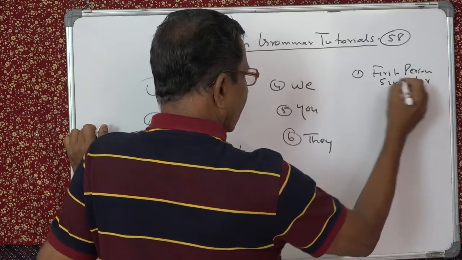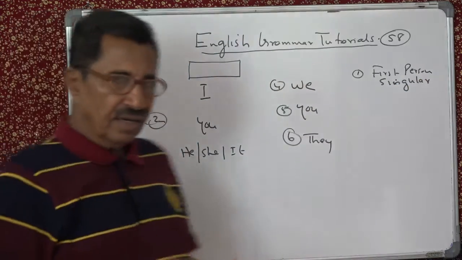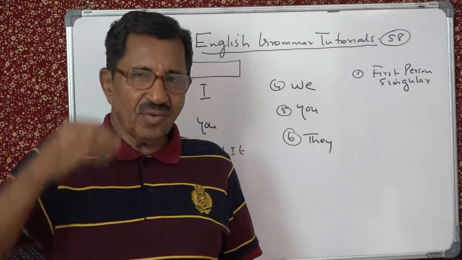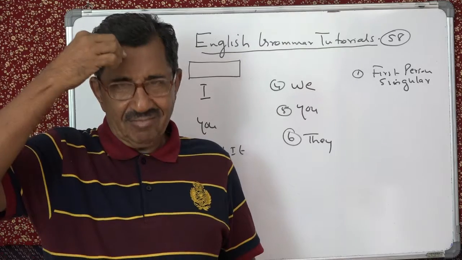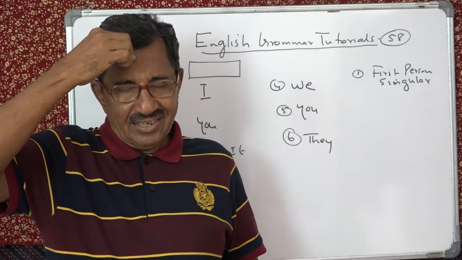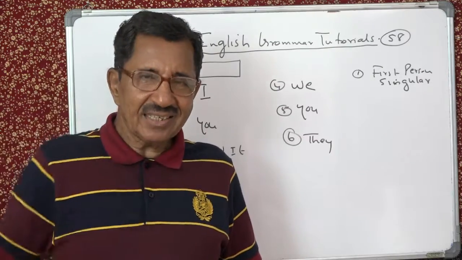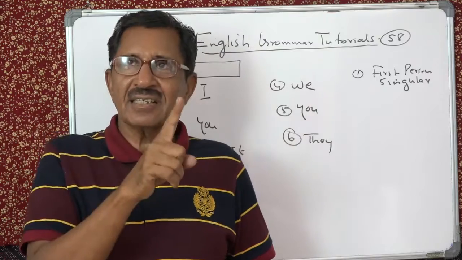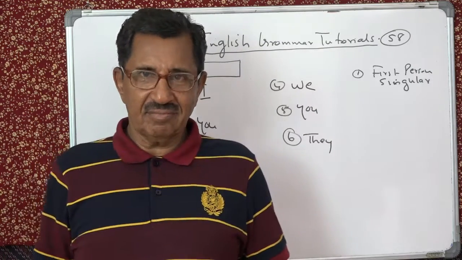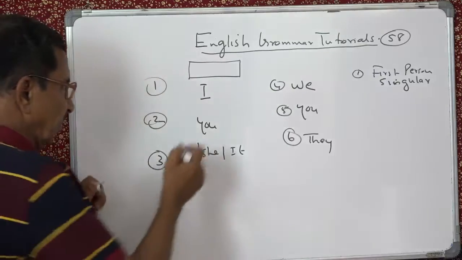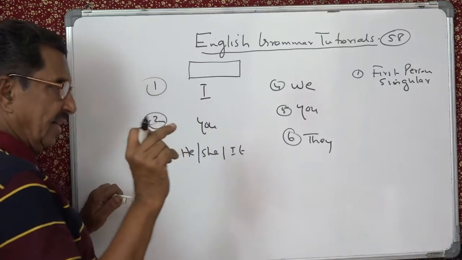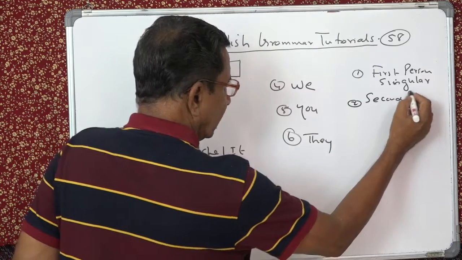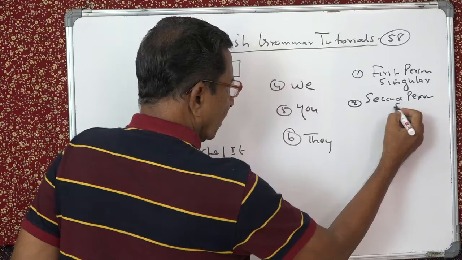You should know these labels. Without knowing this, you just go on repeating like a parrot. You won't understand. Let this be imprinted in your brain or mind. Now you say I: what is it? First person singular. And then you have "you," only one, so you will see second person singular.